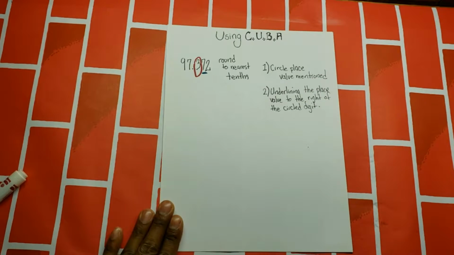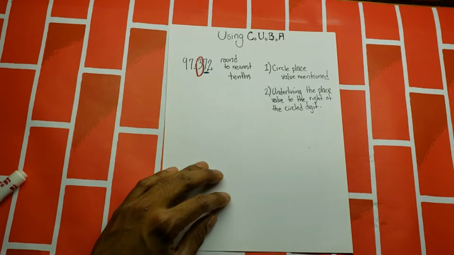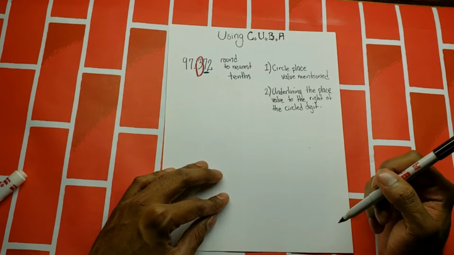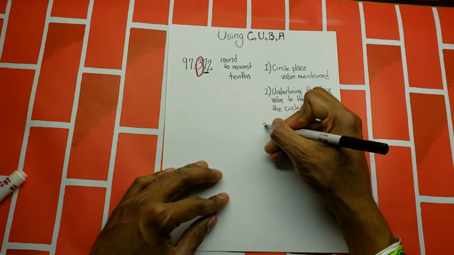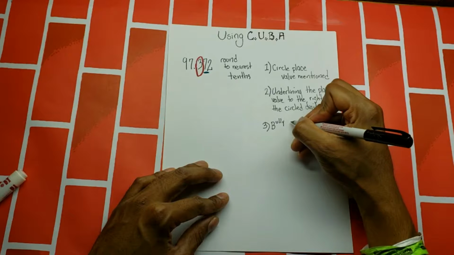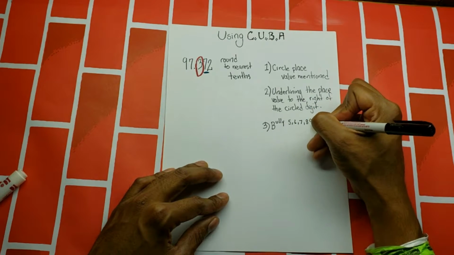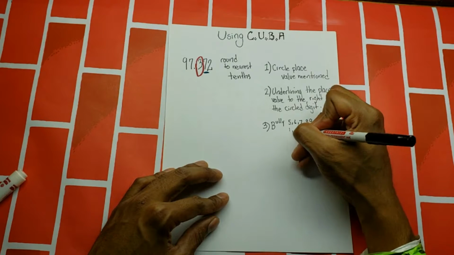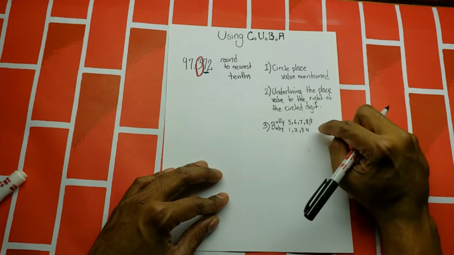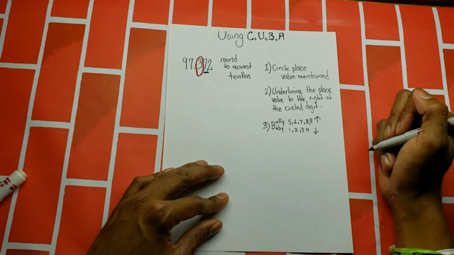Step 3 is called the baby or the bully. So we're determining if the number that we underlined is going to tell us if we're rounding up or down, right? So bully meaning any values of 5, 6, 7, 8, 9, and then baby meaning 1, 2, 3, 4. This will indicate that we are rounding up, and these values will indicate we are rounding down.